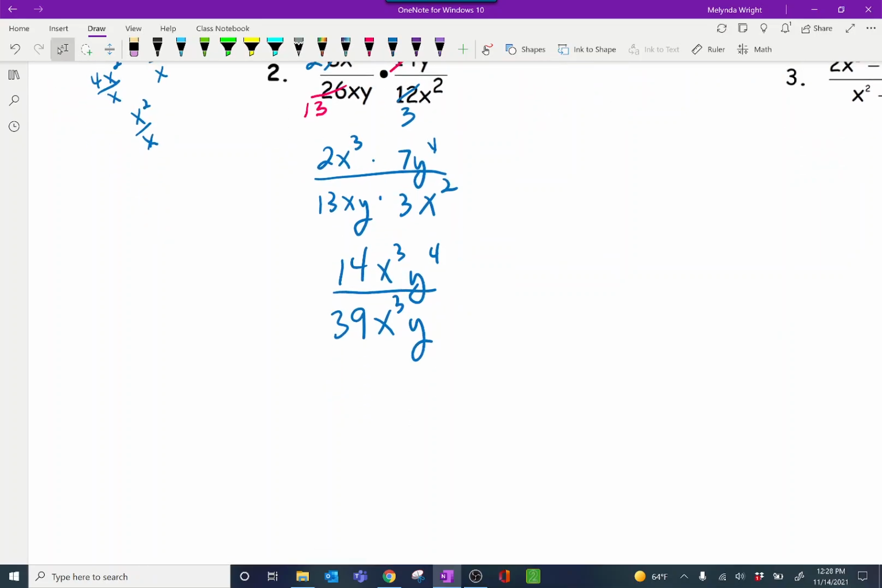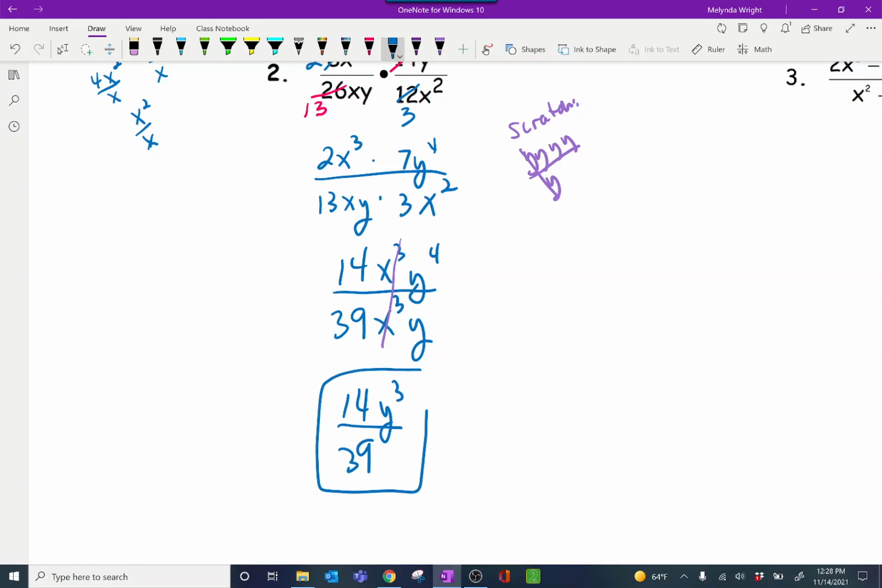Let's see what we have now. Oh, look at that. We've got this x cubed over x cubed. That's 1, right? It's the same over itself. That's helpful. Then I've got 4 y's in the numerator and 1 in the denominator, so y over y is 1. That leaves me 3 y's in the numerator. So I've got 14y cubed over 39, and that's my simplest form.